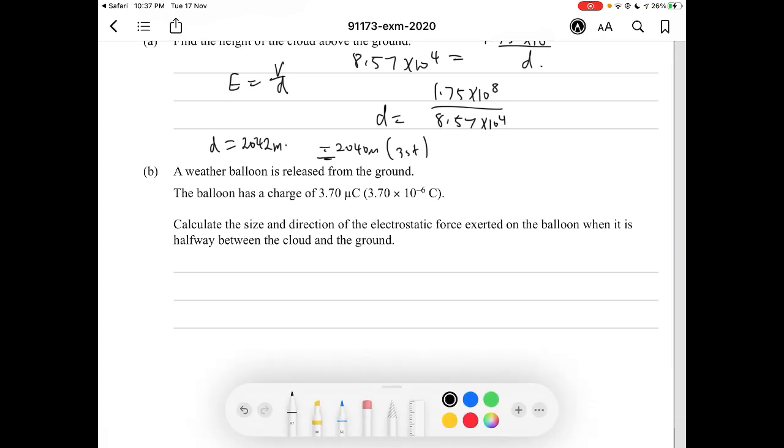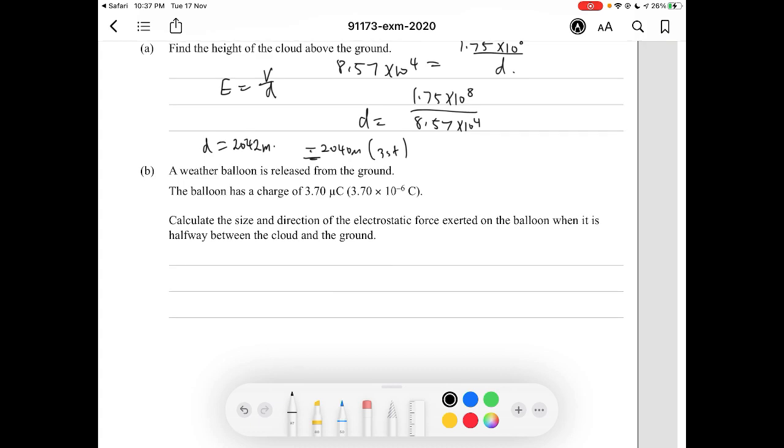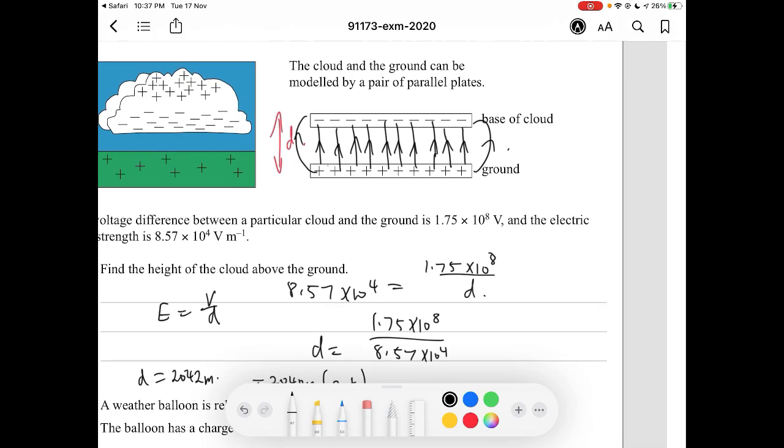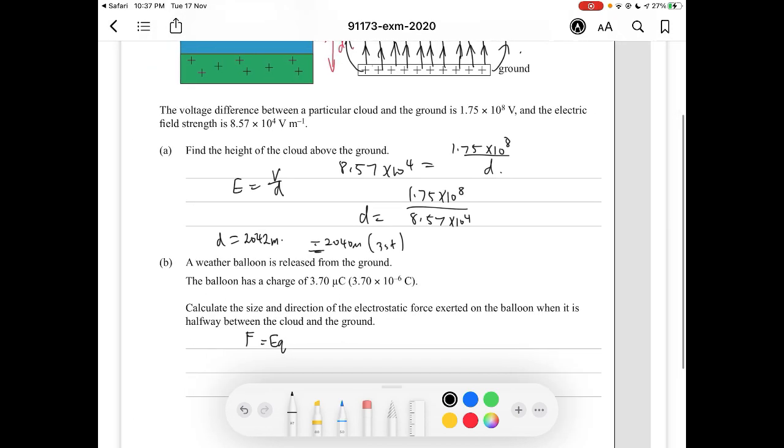Okay, so the size of the electrostatic force would be given as F equals EQ, and this force would be the same anywhere in this electric field since it's a uniform electric field. That means the electric force experienced by anything with charge in this field will be the same anywhere between the ground and the cloud, because it's a uniform electric field.